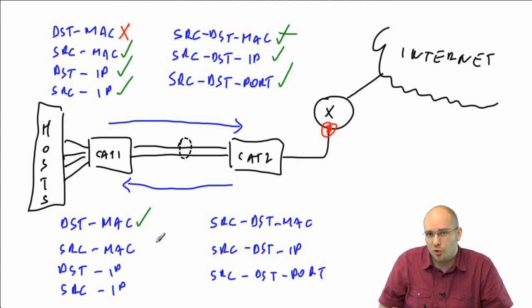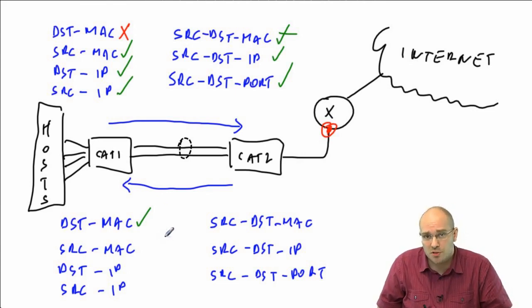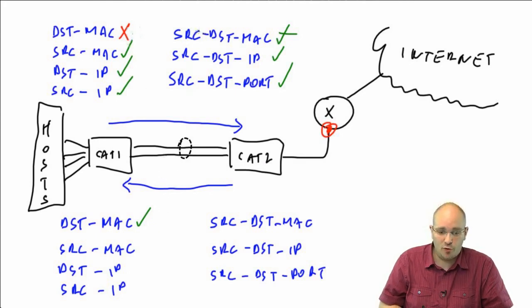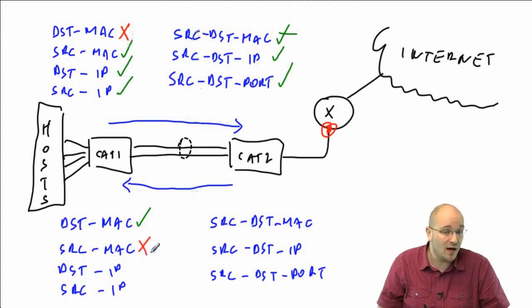But what about the source MAC address? What will be the source MAC address of all this traffic? Well, it will be the same MAC address that we determined previously to be a bad choice. So in this case, for traffic flowing from Cat2 to Cat1, source MAC address is actually a bad choice. It was a perfectly fine choice for traffic in the opposite direction, but not so in this case.